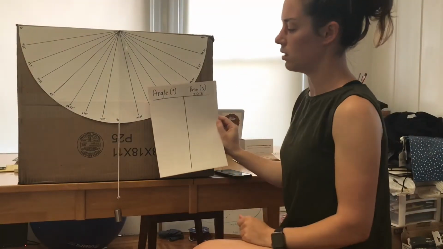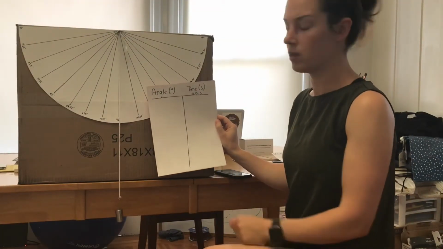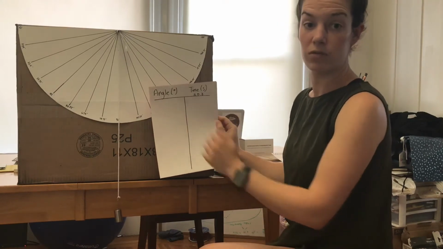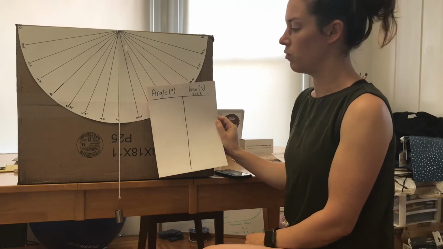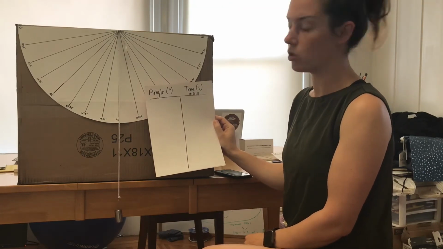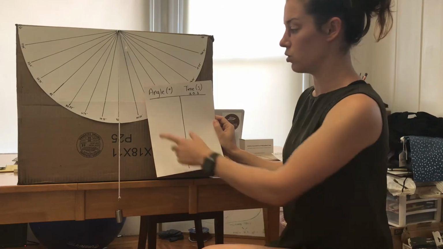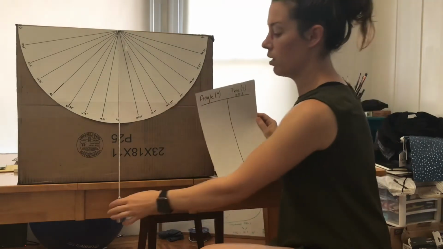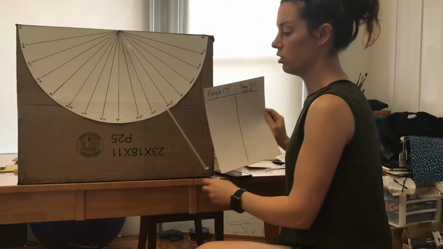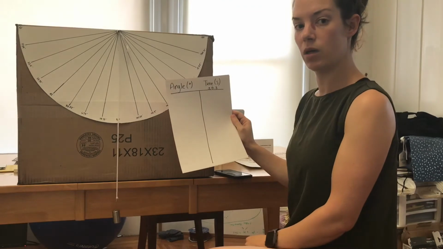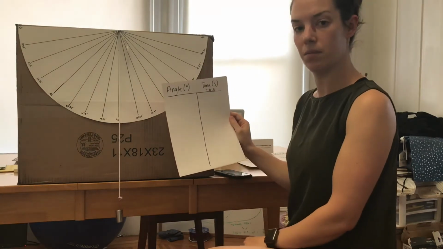Now we are going to test several different angles and see how long it takes for the pendulum to swing from those different starting angles. Before I do this, I want you to make a wild guess. What do you think is the relationship between the angles and the time it takes? When my angle is larger and larger, do you think it's going to take longer for the pendulum to swing, or do you think it's going to take less time?